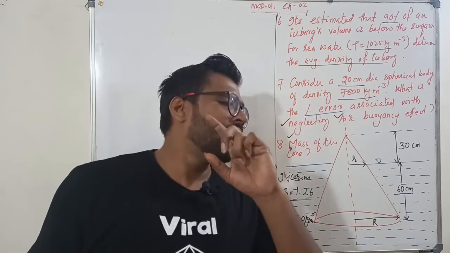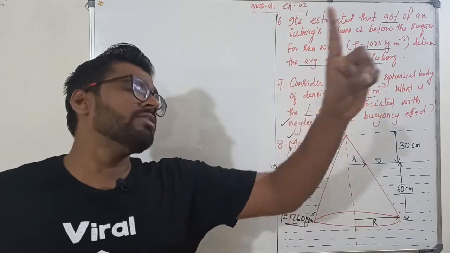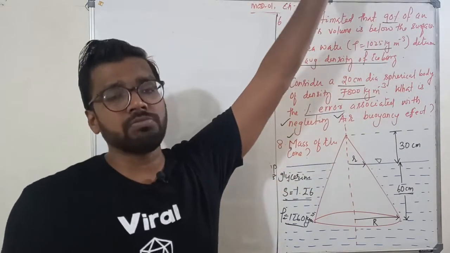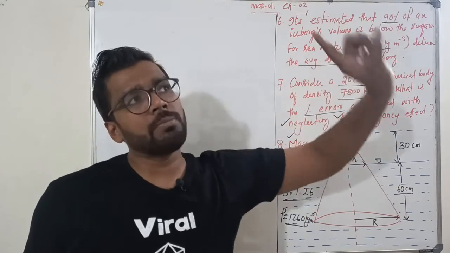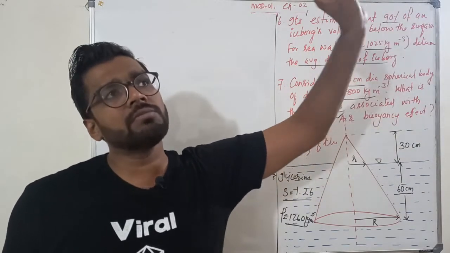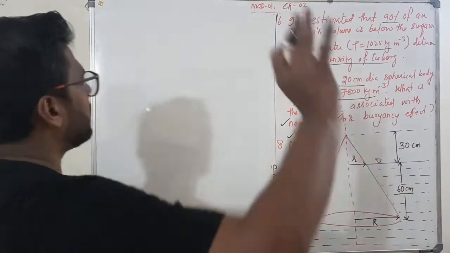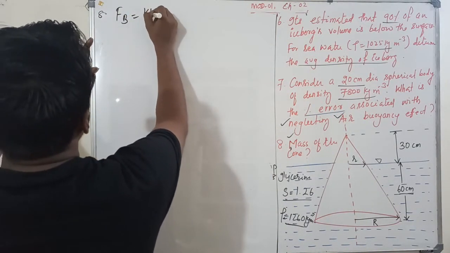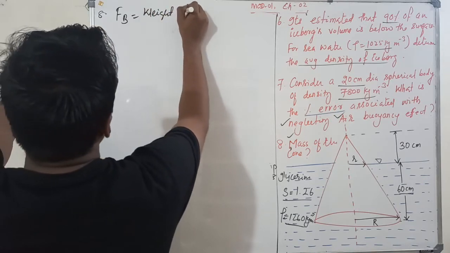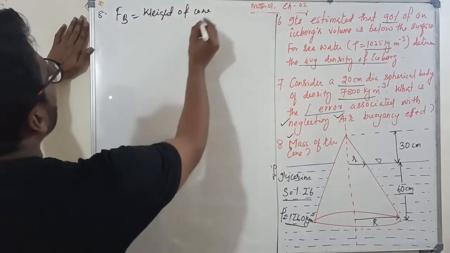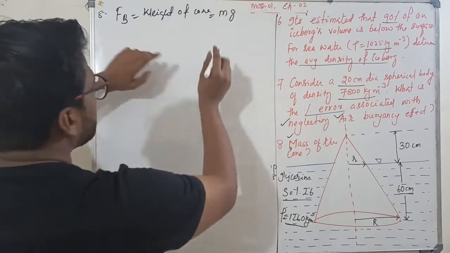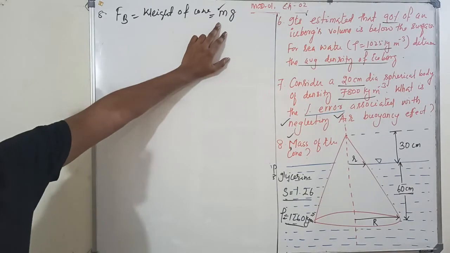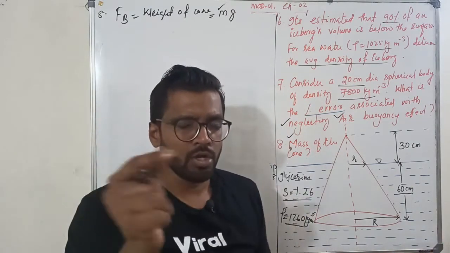So what will I do? I remember my sir has told that if the body is in floating condition, the buoyancy force is equal to the weight of the body. The weight of the body and the buoyancy force balance each other. So I'll write F_B is equal to weight of the cone. The weight of the cone is mass into gravity, so if I know the buoyancy force, I can calculate the mass of the cone. First step clear. Go for the second step.